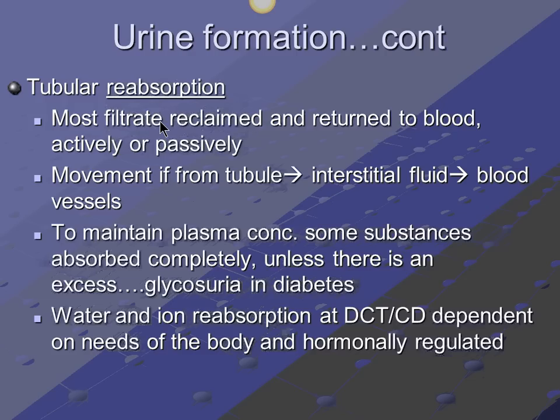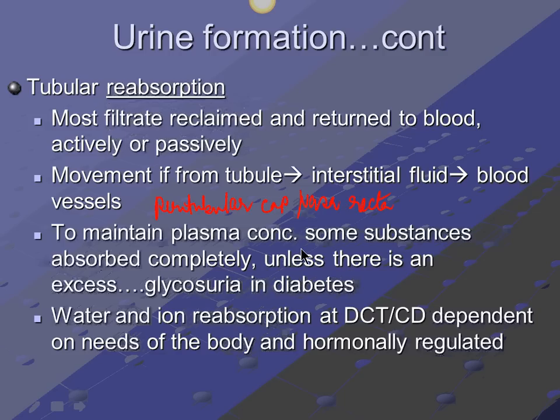Either you use an active process where you use ATP, you might use proteins called transporters, or it may just passively go across, like water will passively go across. Reabsorption is movement from the tubule into the interstitial fluid, that is the space between the tubule and the blood vessel, and then it goes into the blood vessels. And which blood vessels are these? It will go into the peritubular capillaries and the vasa recta, because those are the blood vessels which are in close contact with the renal tubule.